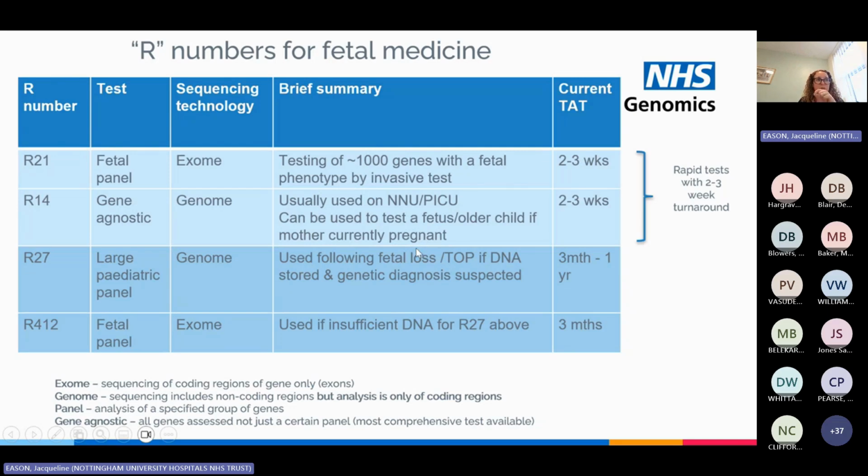Someone's just said, is an R14 better than R21? So the answer to that is yes, but you can't use it in the same situation. So an R14 is only used for fetuses that have previously been lost in the pregnancy situation. You cannot do an R14 gene agnostic on a current pregnancy. The test that you do in that situation is an R21, which is a fetal panel, about 1,000 genes.